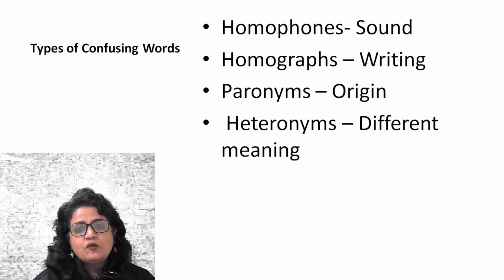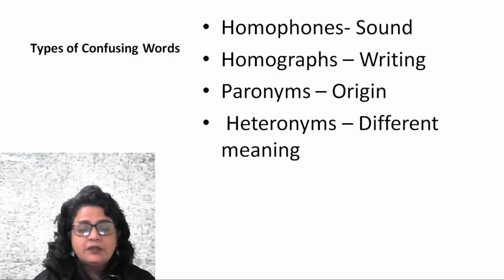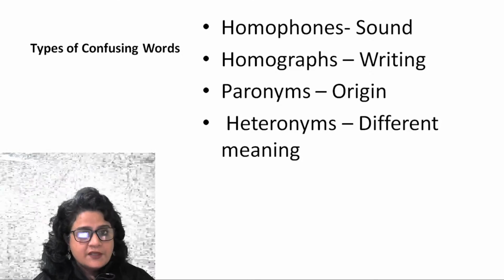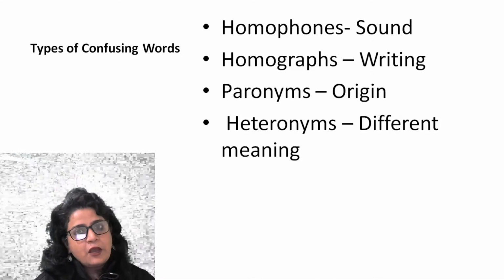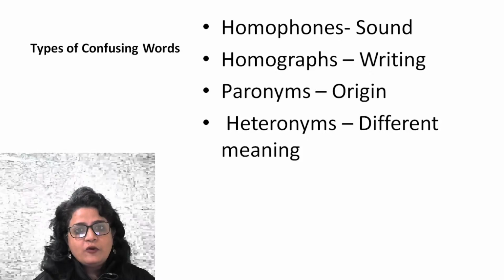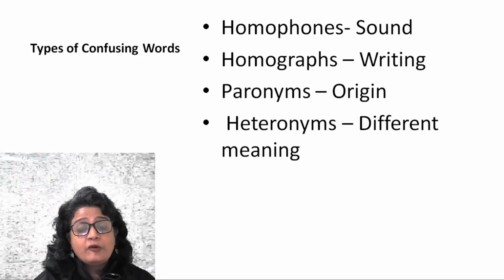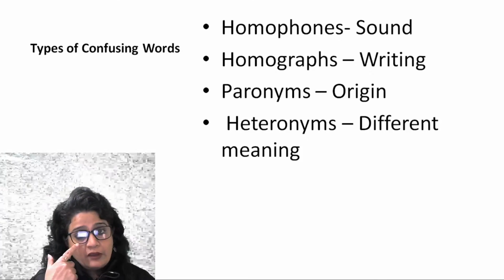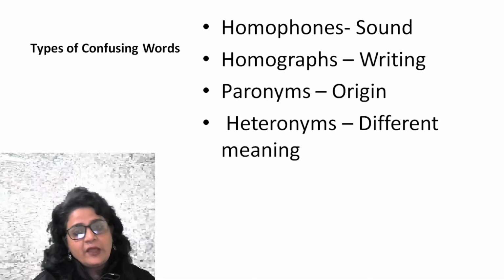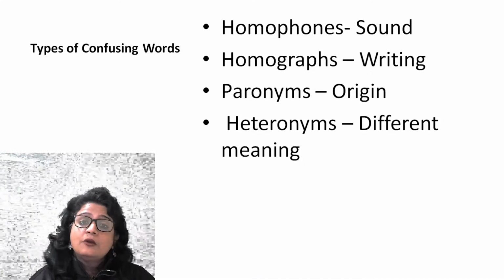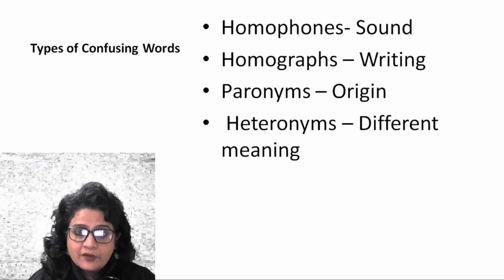So homophones are those words which are similar in sound. Their pronunciation is the same, but the meaning is different. They are homophones. Then homographs. Graph is for writing. Homographs are written in the same way, but they are pronounced differently. And their meaning also depends on the pronunciation, right?